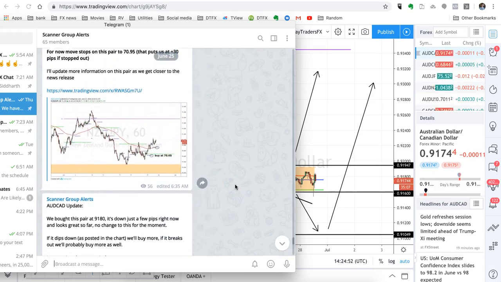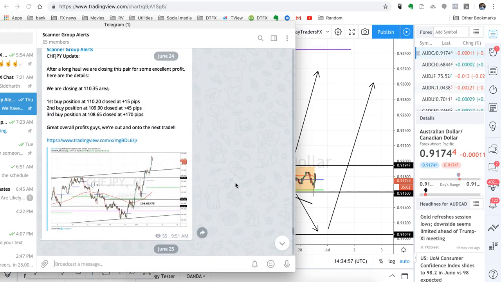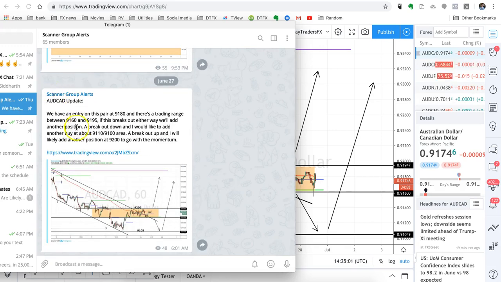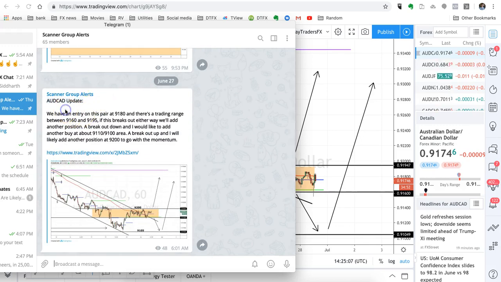You can see that we've recently closed some nice little trades here. Everything's been pretty good there. Happy to have all that happen. That's always nice. Our one running trade that we have right now is the Aussie CAD. We've got some more trades coming, but let's talk about this Aussie CAD for just a second here.